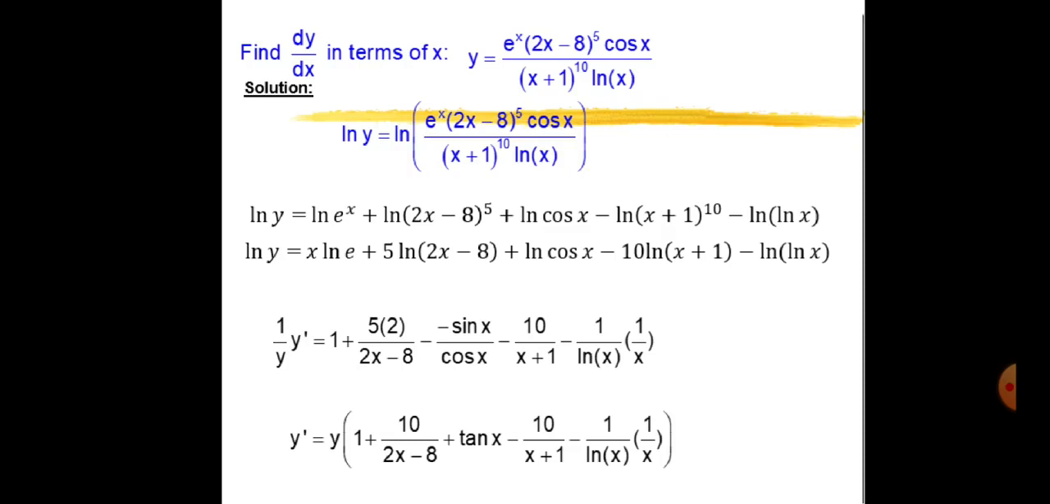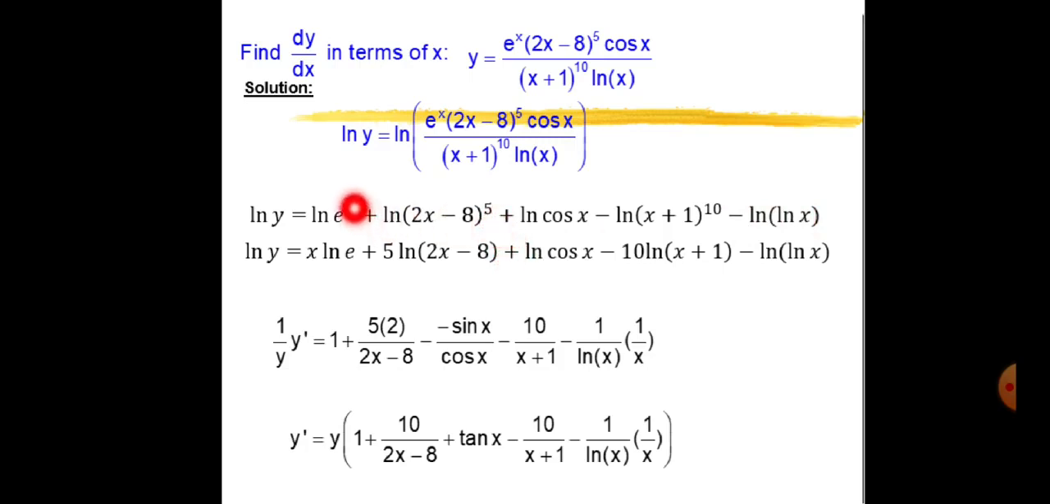Now we have ln y equals ln first plus ln second plus ln third, and because we have over here minus ln fourth minus ln fifth. So the terms above you have to connect by plus, and the terms below we have to connect with minus. Here we have ln e power x plus ln 2x minus 8 to the power 5 plus ln cosine x minus ln x plus 1 to the power 10 minus ln x.